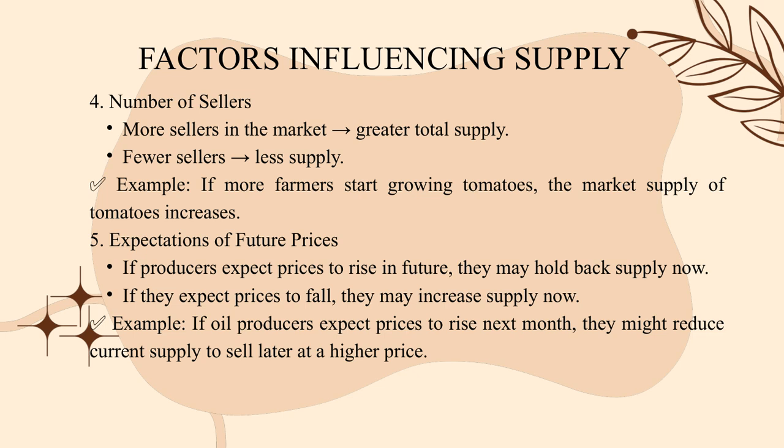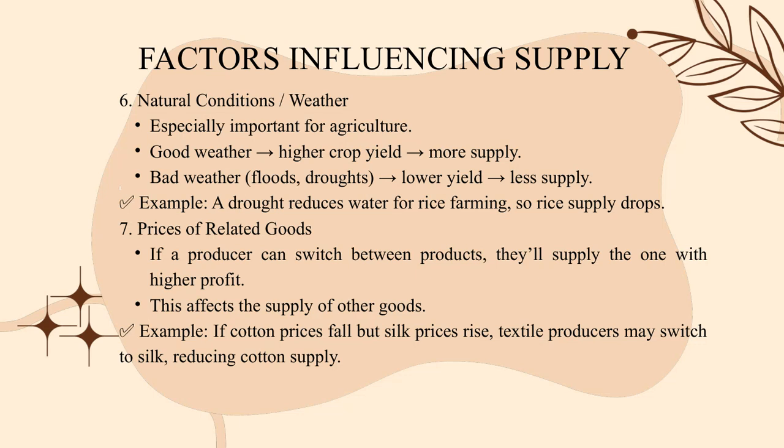They might choose to reduce their current supply and wait to sell at the higher future price. This behavior shows how expectations about future prices can influence current supply decisions, which in turn can affect the overall market. Let's talk about natural conditions and weather, which are especially important for agriculture.